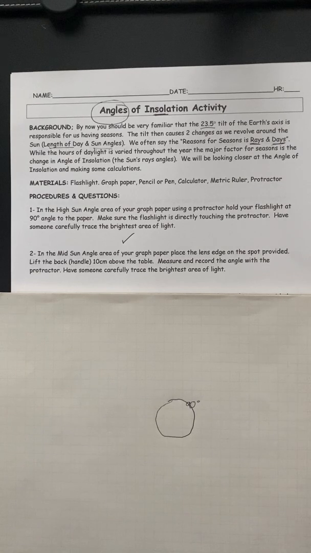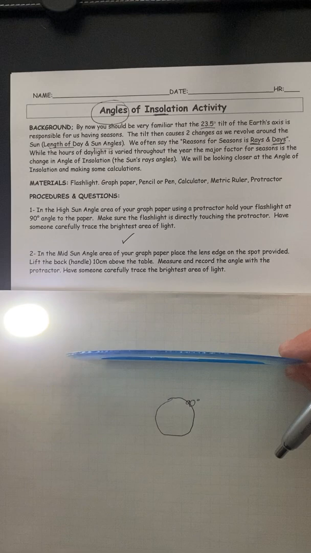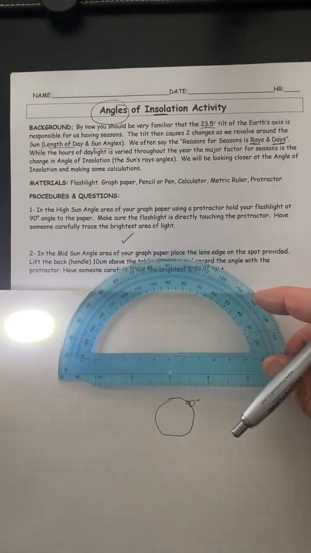In the mid-sun angle area of your graph paper, place the lens edge on the spot provided. Lift the back of the handle 10 centimeters above the table. Measure and record the angle with the protractor. Have someone carefully trace the brightest area of light. So you're going to just have to kind of trust me here that I've done this before so I can show it to you at once.